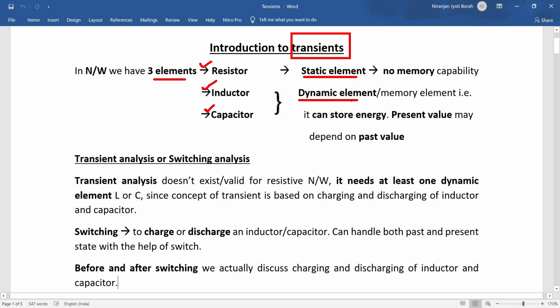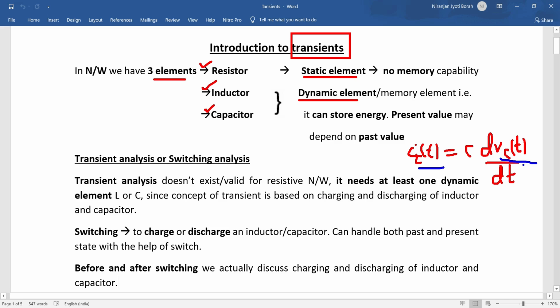Say, for example, the current flowing through the capacitor is given by IC equal to C into dV/dt. If you look at this expression closely, then you will find that the current flowing through the capacitor and the voltage across the capacitor are both functions of time.